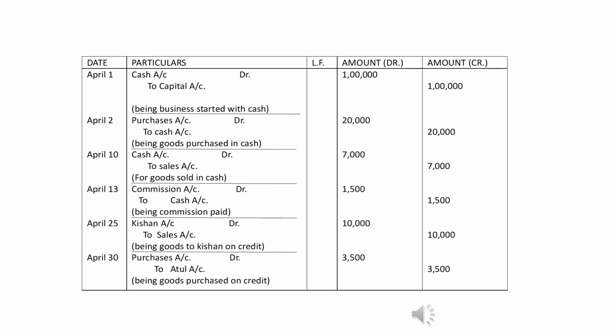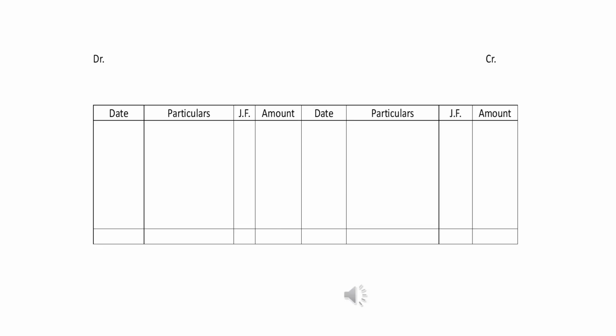passing journal entries. I would request you all to please take a picture of the screen here of the journal entries, because we will be needing the journal entries for every entry that we make in the ledger book. First of all, we need to make a format of the ledger like this. It will have 8 columns, 4 on the debit side and 4 on the credit side.